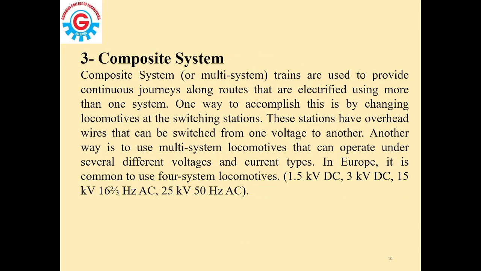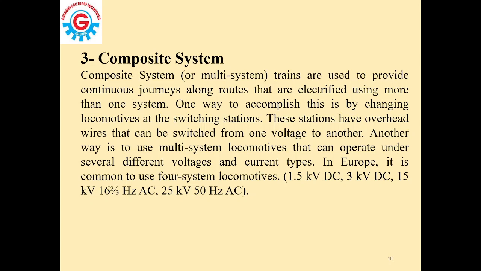Similar to the AC and DC electrification systems, there is a third system. It is the composite system. Composite system trains are used to provide a continuous journey along routes that are electrified using more than one system. One way to accomplish this is by changing the locomotive at a switching station. These stations have overhead wires that can be switched from one voltage to another. Another way is to use a multi-system locomotive that can operate under several different voltage and current types.